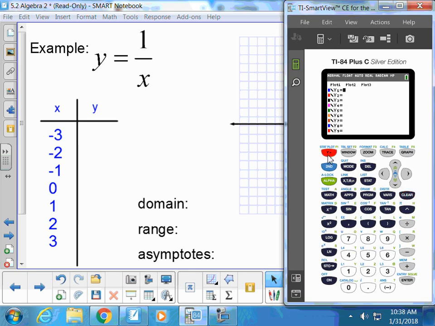So going to y equals, hopefully you all get this graph show no errors. If you do get an error, try a Zoom 6. That fixed a couple people in my last class.